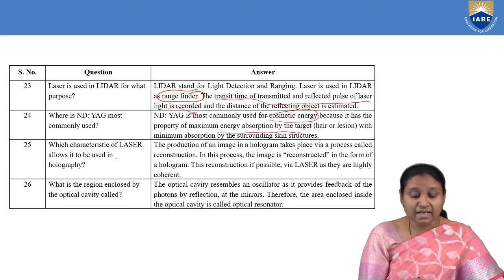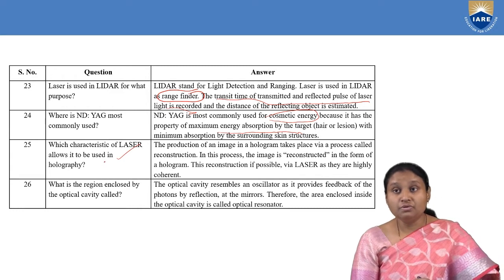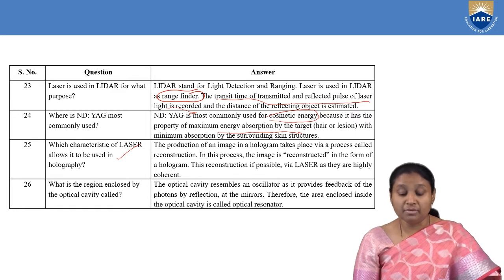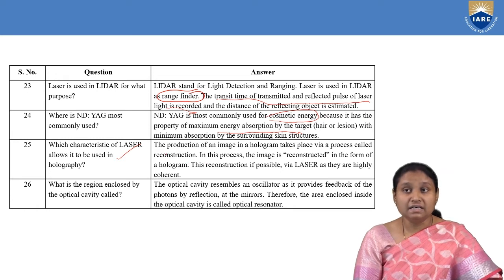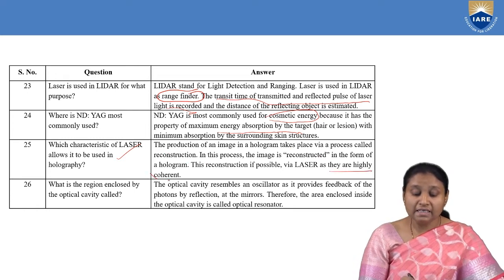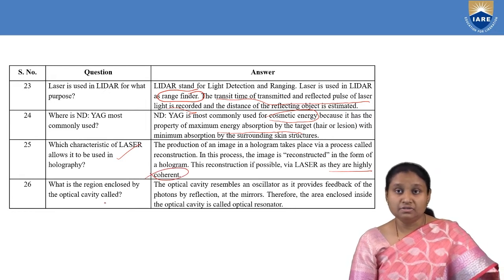And then, which characteristic of laser is used in holography? We know what holography is, where we get a three-dimensional image of an object. The production of an image in a hologram takes place via a process called reconstruction. And in reconstruction, what is the property used? The highly coherent property of laser is used.